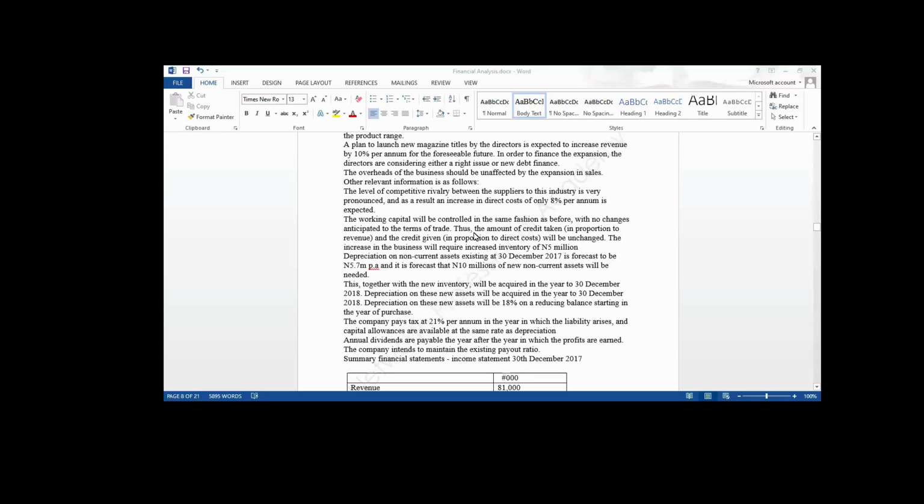Next, depreciation on non-current assets existing as at 31st December 2017 is forecast to be 7.5 million per annum. It is forecast that 10 million of new non-current assets will be needed. This, together with the new inventory, will be acquired in the year to 31st December 2018.